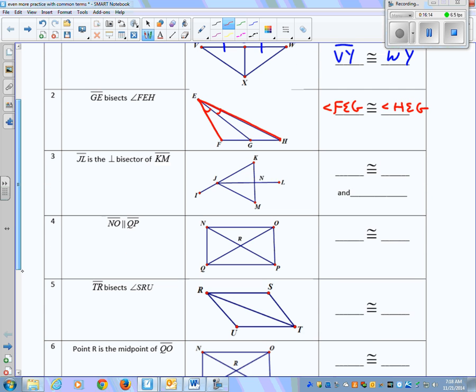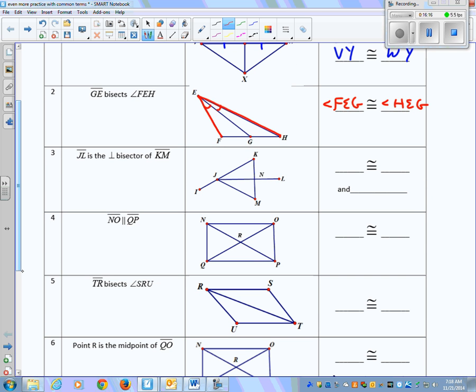Number 3, JL is the perpendicular bisector of KM. JL is perpendicular, which makes that a right angle, and the bisector of segment KM. So we have to mark 2 segments congruent. The congruence here is going to be KN congruent to MN, and by perpendicular, we can say that any of these 4 angles actually, angle KNJ, let's say, is a right angle.